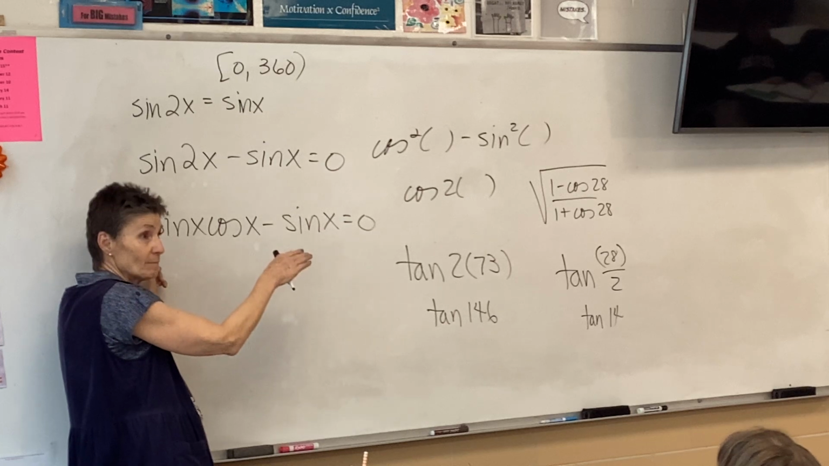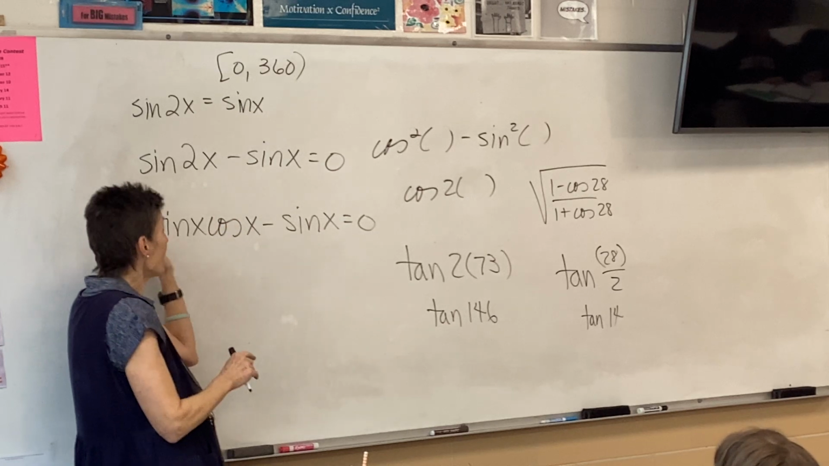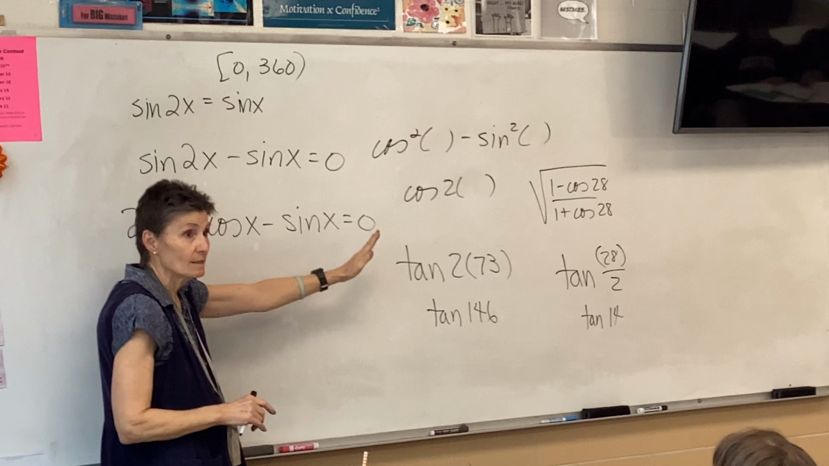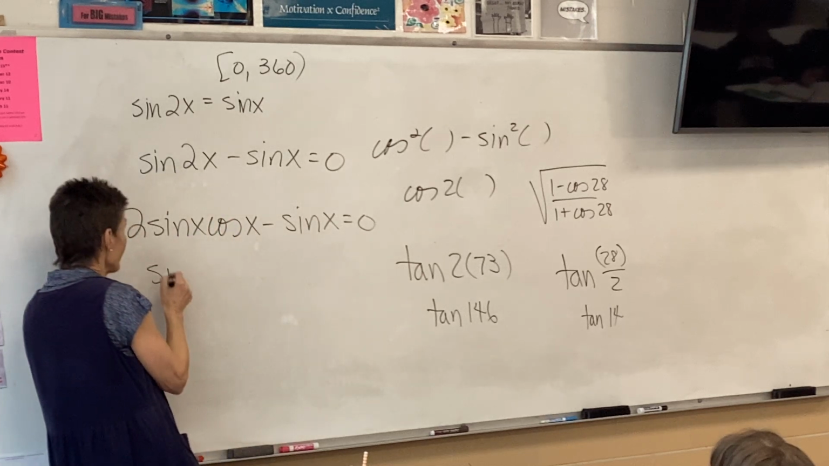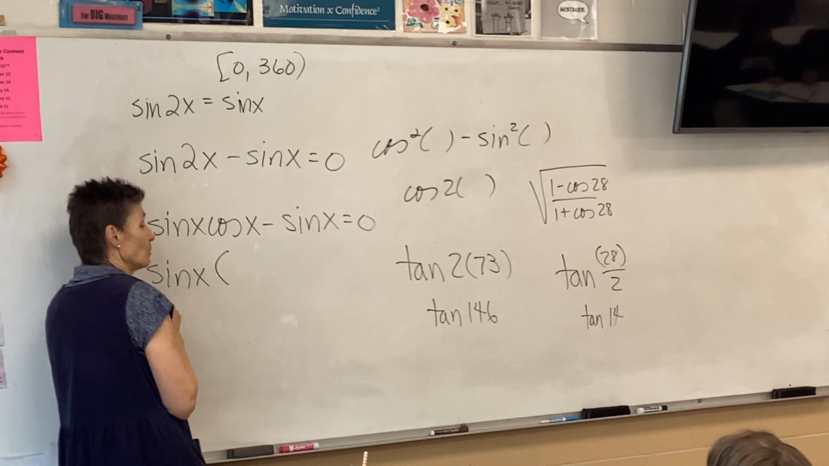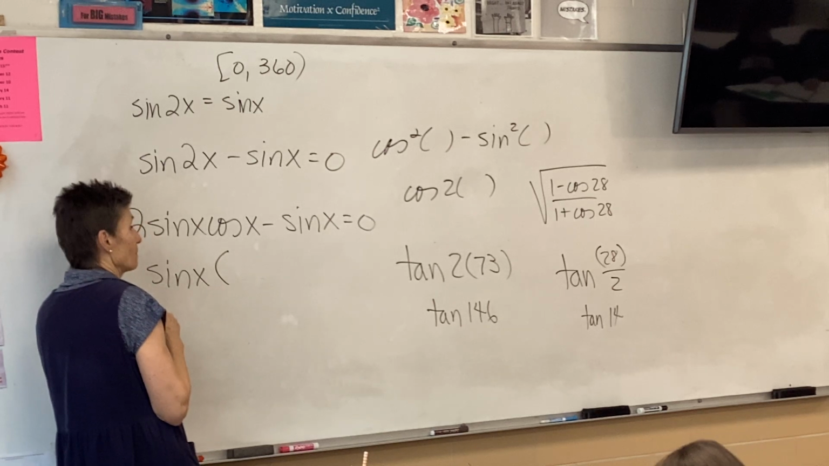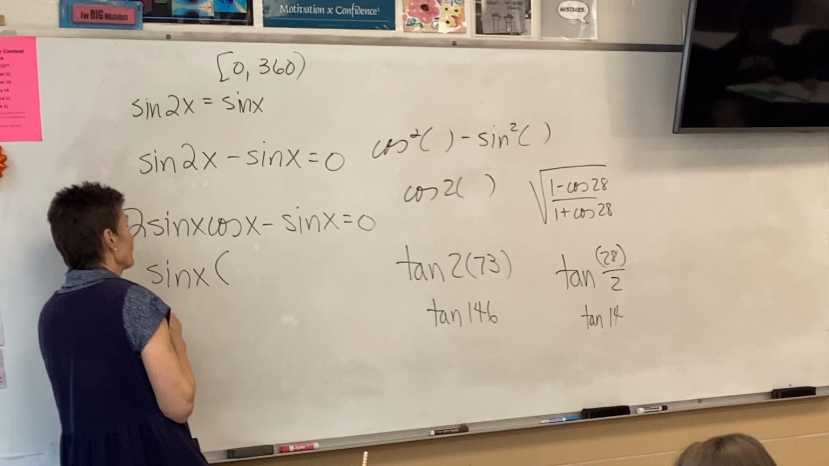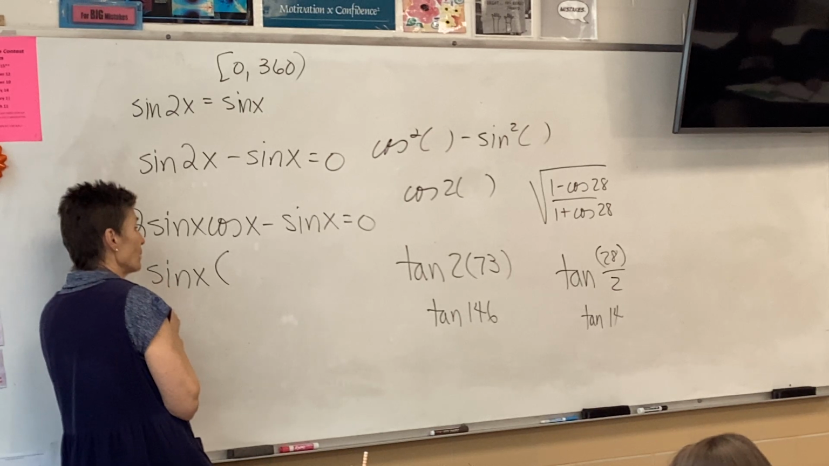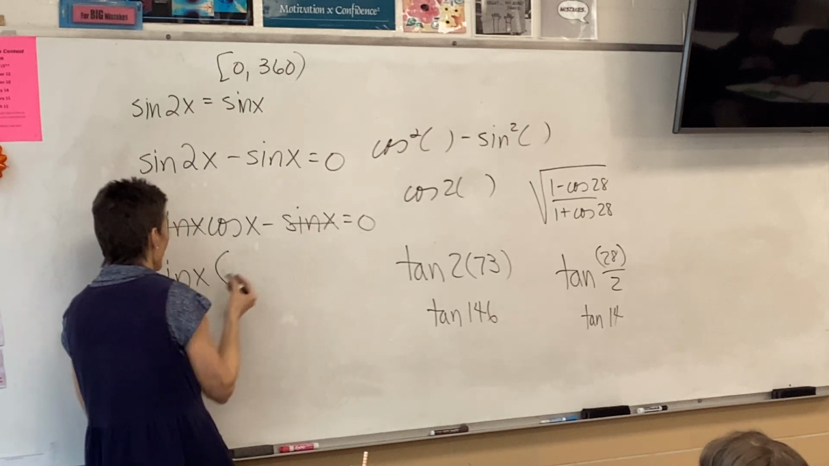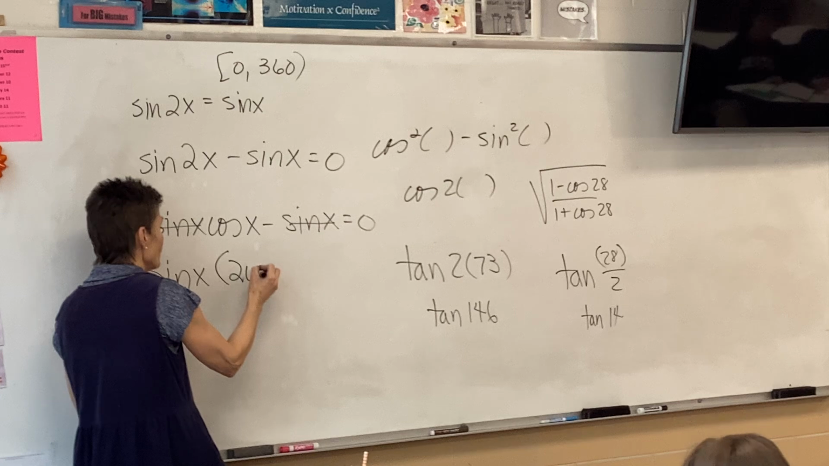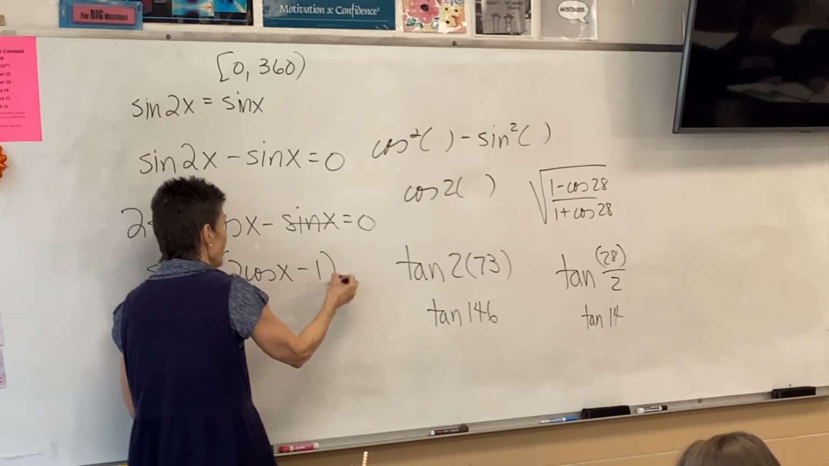Are you with me? Now, everything is x's. Now can I factor? Yeah. So now I can factor out a sine. And what will I be left with? Sine times cosine minus sine. No, I took out a sine, so I'll be left with sine x, cosine x, and minus 1. Sine x, I took this out, so I'll be left with 2 cosine x minus 1.